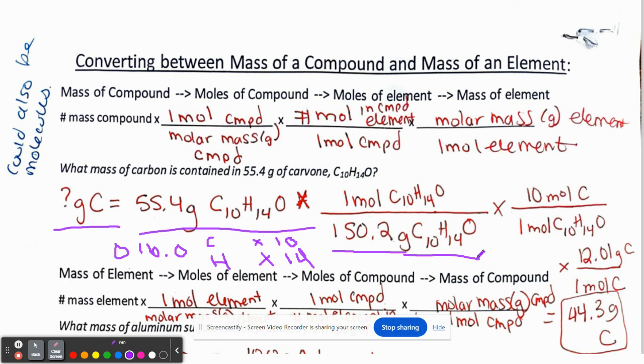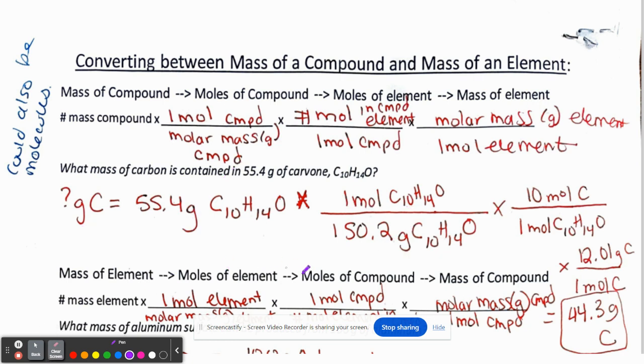That is the total molar mass. He goes on the bottom. That should cancel that part. And that's per 1 mole of C10H14O. So for every mole of C10H14O, we have 150.2 grams. Okay, first step done. Second step, we want to get those moles of that compound into moles of an element.